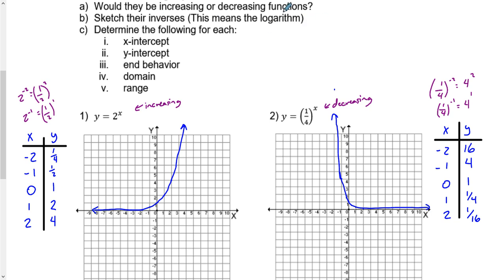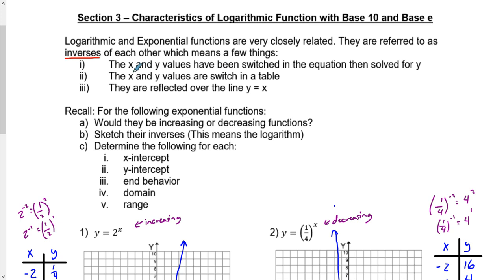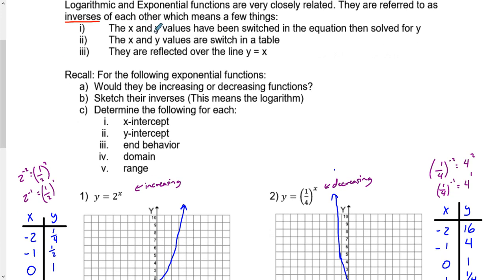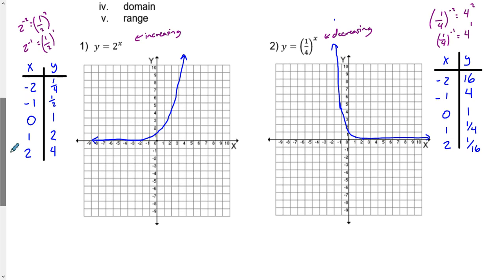So what we're going to do is we're going to sketch the inverses, which means we're going to be taking the logarithm of it. So in order to take the exponential and turn it into the logarithm, we take the x and y values, and switch them in the equation. Well, that kind of procedure isn't necessarily part of the Foundation 30, but it's not bad to do.